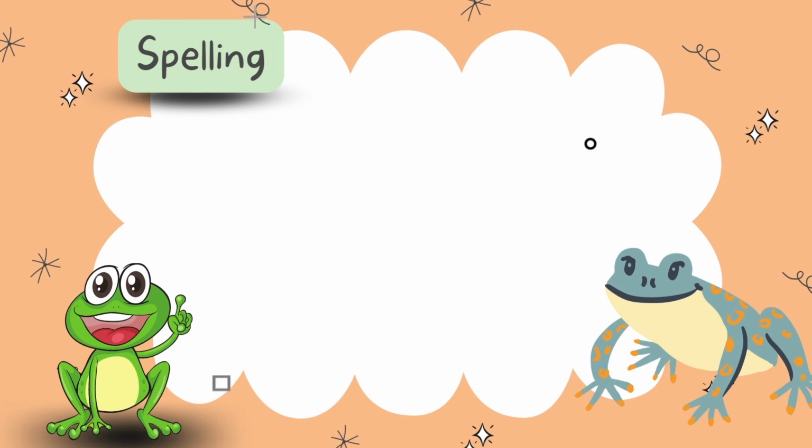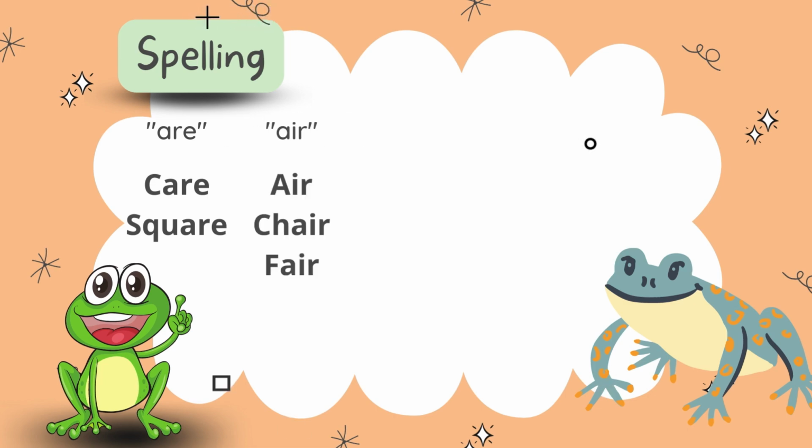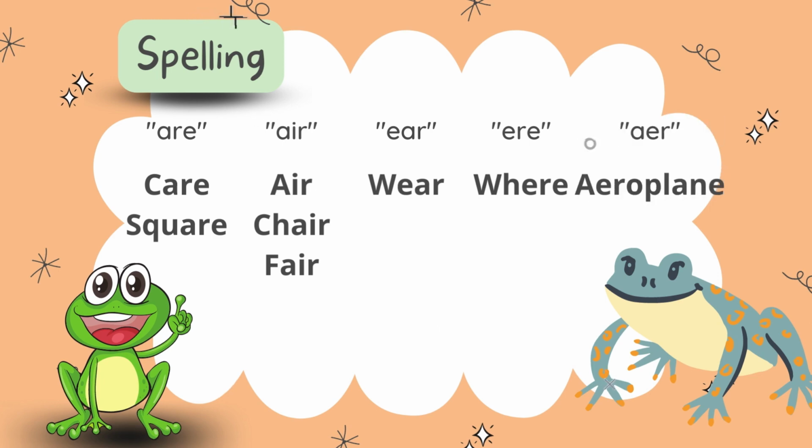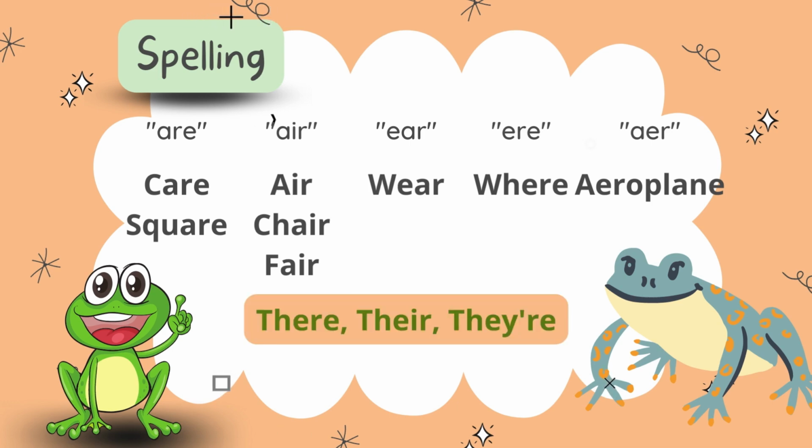Unfortunately, spelling is not easy to spot. For example, words written with ARE, for example, care, square. Words written with AIR, for example, air, chair, fair. Words written with EAR, for example, where. Words written with ERE, for example, where. Words written with AER, for example, airplane. And finally, these three words have the same pronunciation: there, there, there.